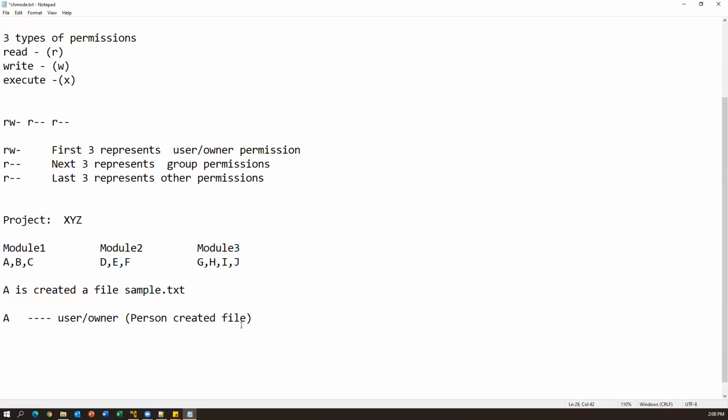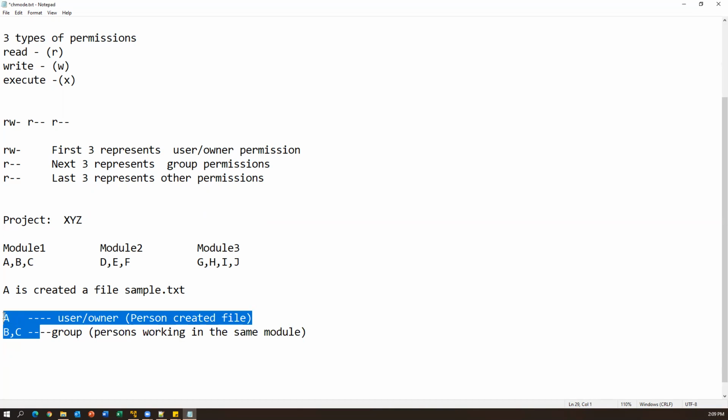Now, what is a group here? B and C come under the group. So what is a group here? Group means persons working in the same module. So A, who created the file, comes under user or owner. And people who are working under the same module along with A, B and C, come under the group. Means persons working in the same module.